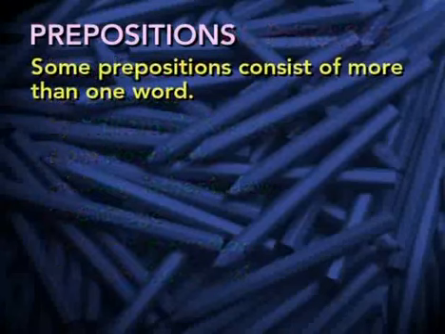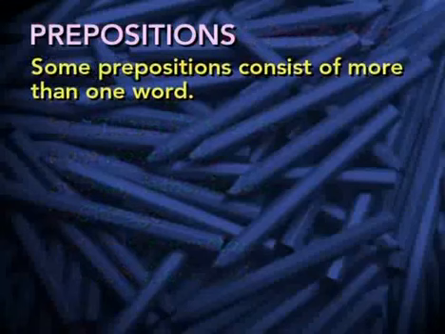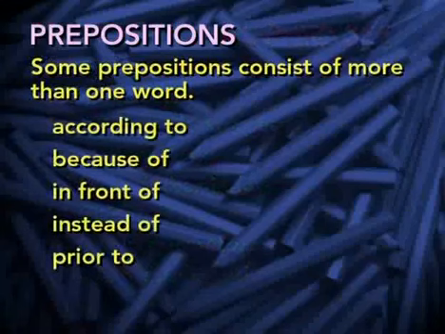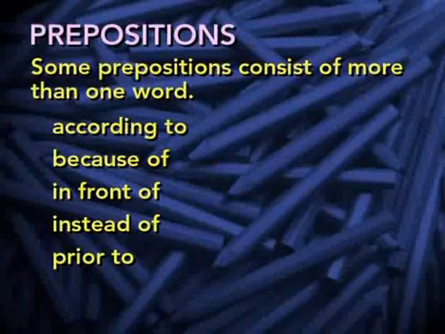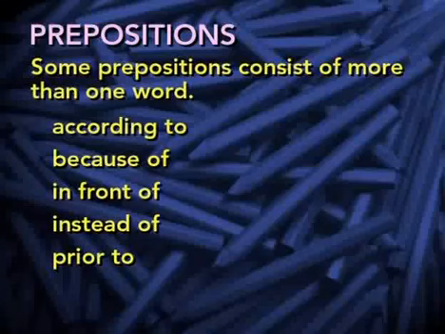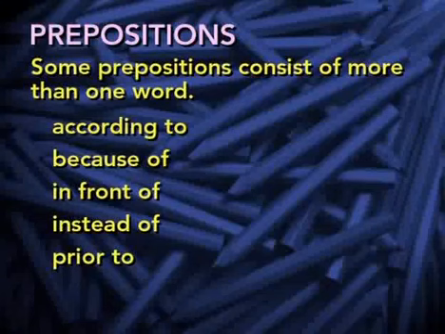Now, some prepositions consist of more than one word. Here are a few examples. According to, because of, in front of, instead of, prior to. And again, there are other examples. You can see that although these prepositions consist of more than one word, the 2 or 3 words that make up the preposition work together and have a single meaning.